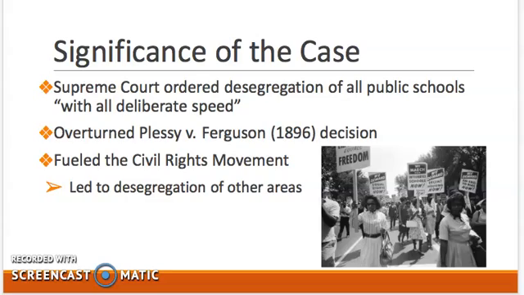It also fueled the civil rights movement, which led to desegregation of other areas. In addition to the civil rights movement, it also helped with the Civil Rights Act, and then later on with the Voting Rights Act.